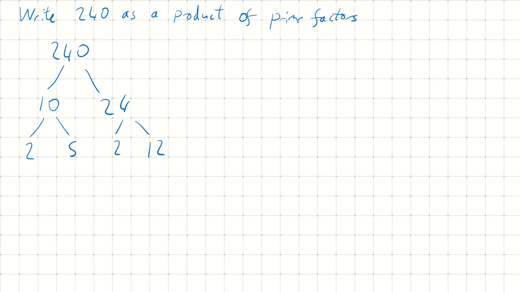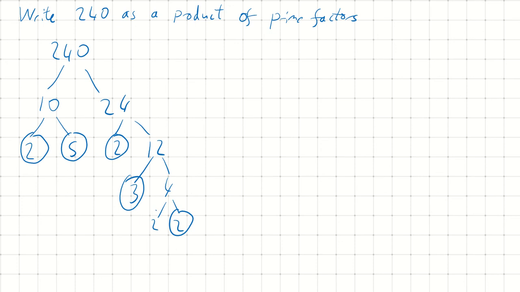Now, 2, 5, 2 are all prime numbers, so we can't split those again. So we're just going to circle those. Circle the 2, circle the 5, circle the 2. 12 is not prime, so we can split that again. This is 3 times 4. 3 is a prime, so I circle it. And then finally 4 we can split into 2 times 2. Okay, and now everything at the end is circled, so these are all prime numbers and we are finished.